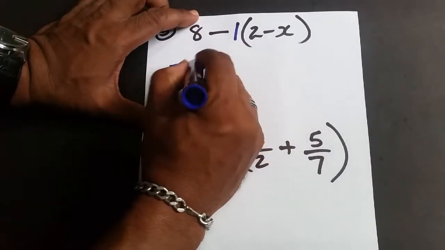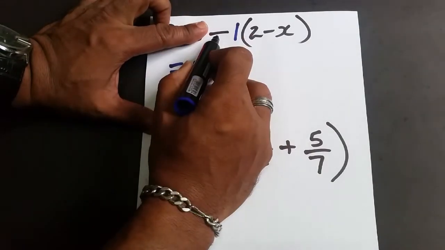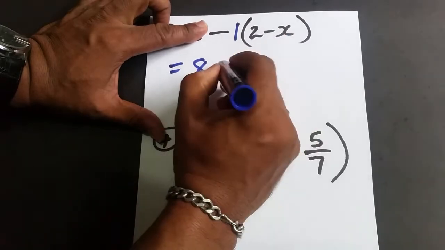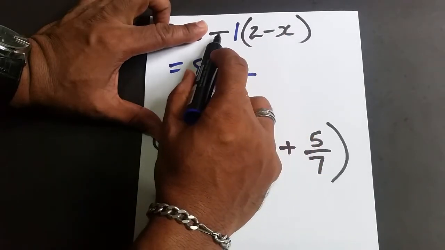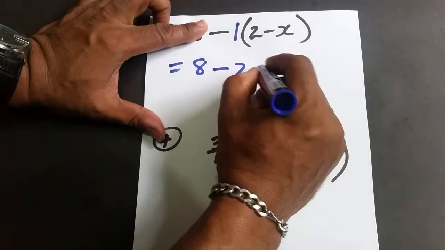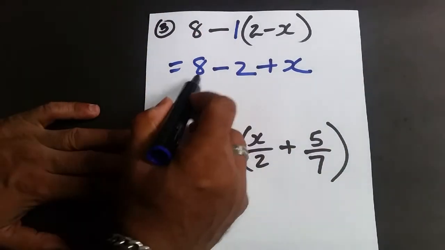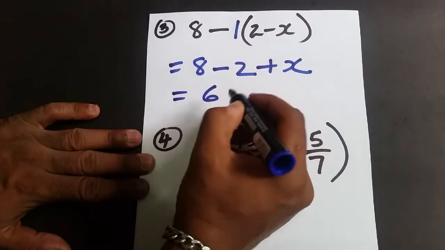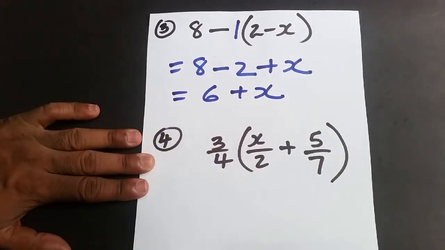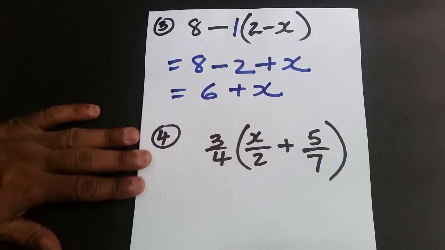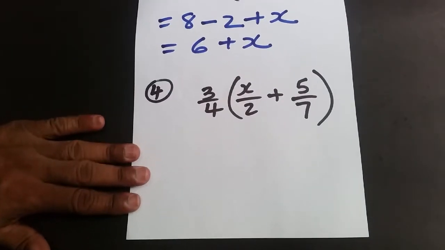So you're multiplying everything inside the bracket by a negative 1. So the 8 comes back. Negative 1 times positive 2 is negative 2, and negative 1 times negative x is positive x. Now, 8 minus 2 is simply 6, and then we put back the x. Very, very simple and straightforward.